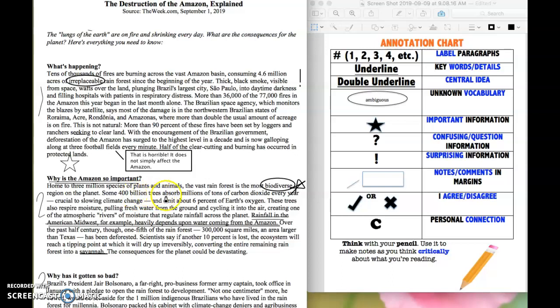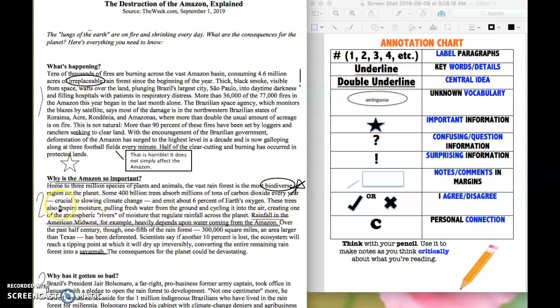Some 400 billion trees absorb millions of tons of carbon dioxide every year, crucial to slowing climate change. Crucial to slowing climate change. So that's very important information. And emit about 6% of the Earth's oxygen. Okay, that's important information. It tells me why the Amazon is important to the rest of the world.